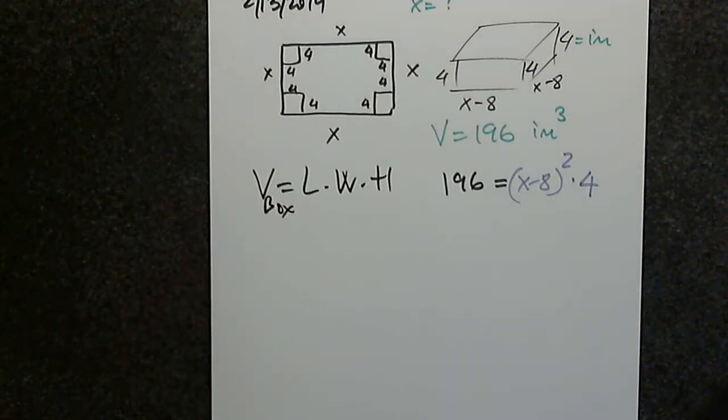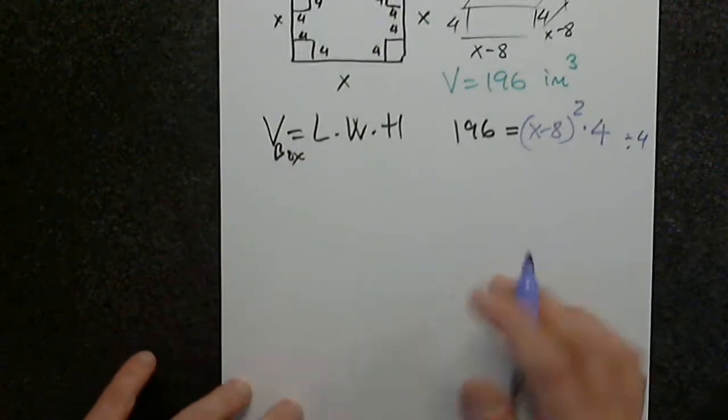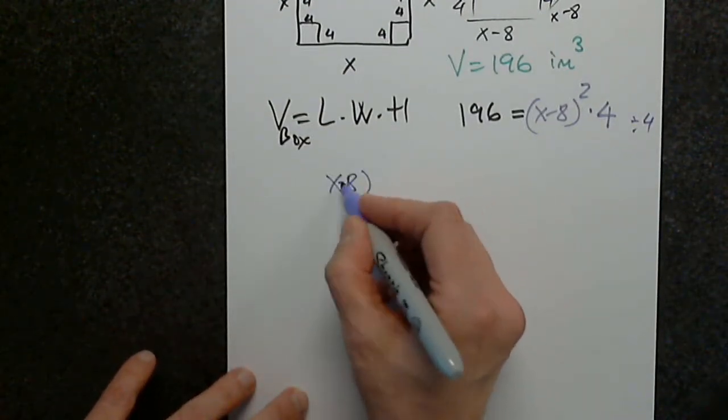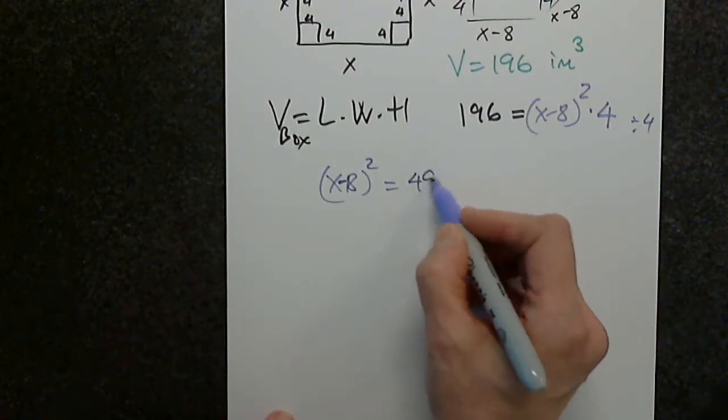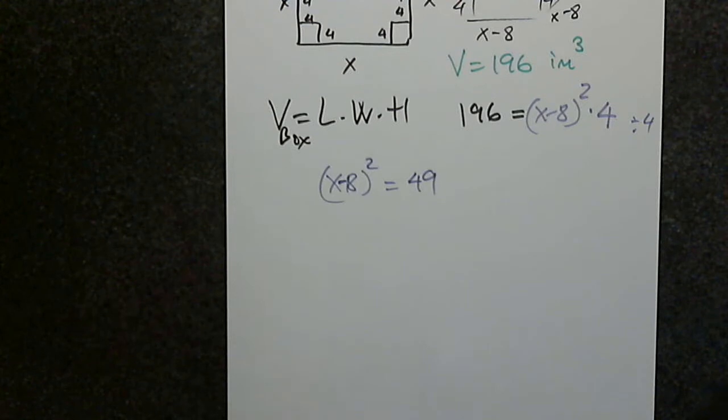Can I sit down? Okay, so what will I have to do first? Exactly, clean it up. So divide both sides by 4. So the left-hand side is x minus 8 squared, and the right-hand side, 196 divided by 4. So is it 49? Correct me if I'm wrong. No. 4 times 4 is 16, and then 36. Am I correct? Okay. So now it's completely cleaned up.